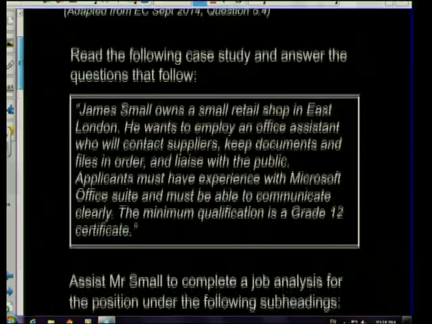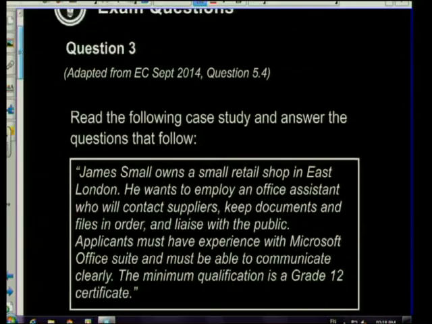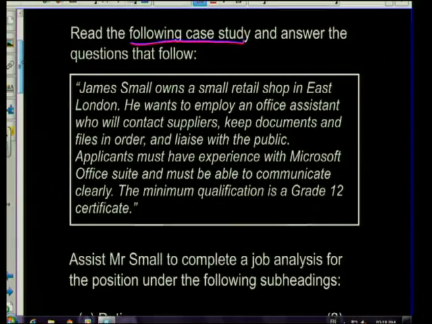So the next question we're looking at is question 3. Read the following case study and answer the questions that follow. So grab your highlighter, get ready. Remember, it's easier to follow when you highlight.